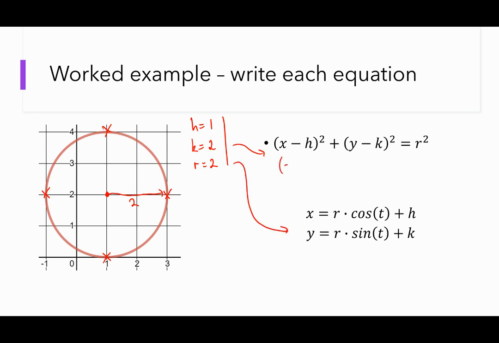So let's do that now. We should get (x minus 1) squared plus (y minus 2) squared equals 2 squared, which you can also write as 4, but 2 squared is fine. For our second two equations, we should have x equals 2 cosine t. Remember that that part doesn't change. We never find the value for t, plus 1. And y equals 2 sine t plus 2. And those are our two sets of equations.